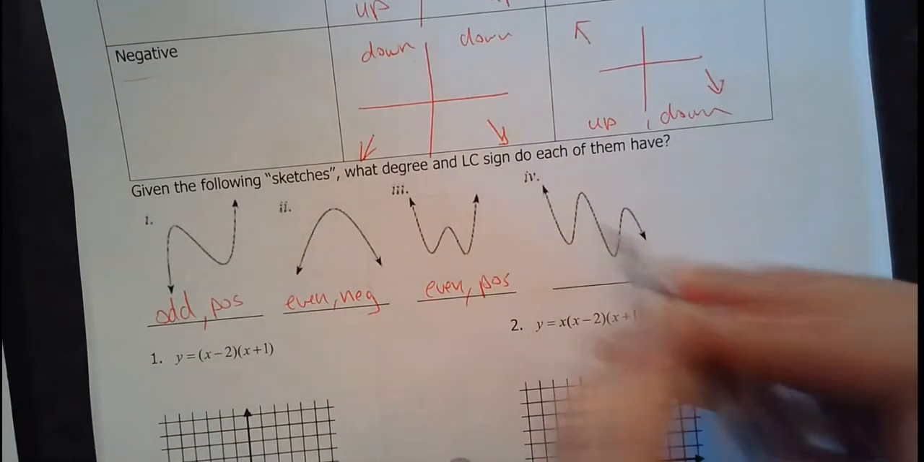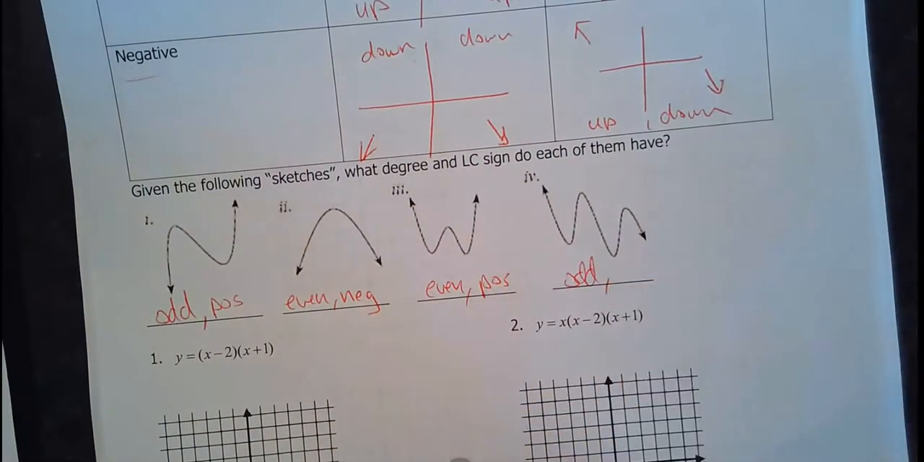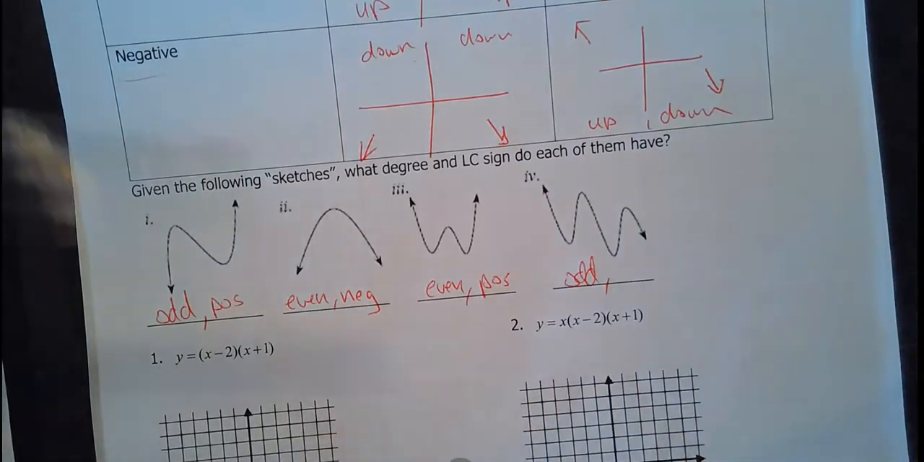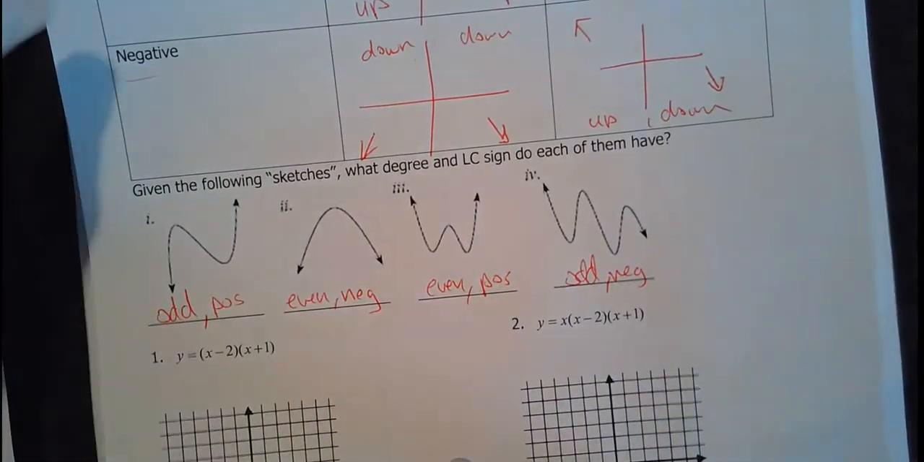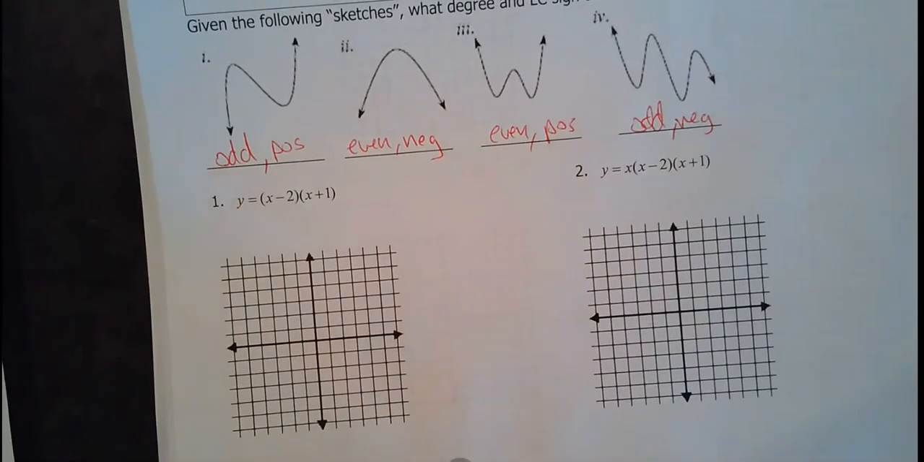This guy here is going opposite directions, so that's odd. And if you think from left to right, eventually it's going to be going down. Okay, so think of it as negative slope, so it's got a negative leading coefficient. Now, let's take that a step further and throw in the zeros.